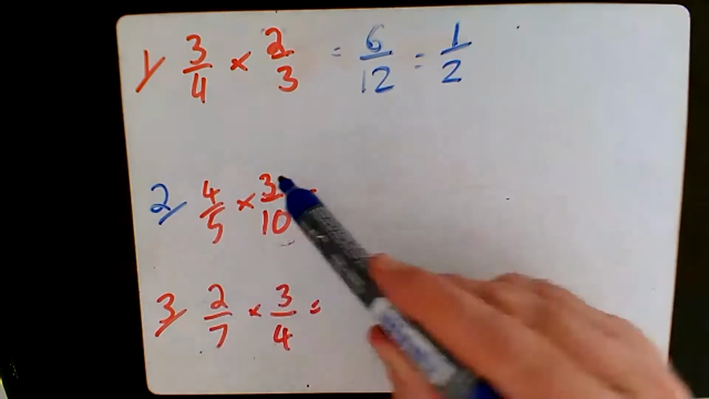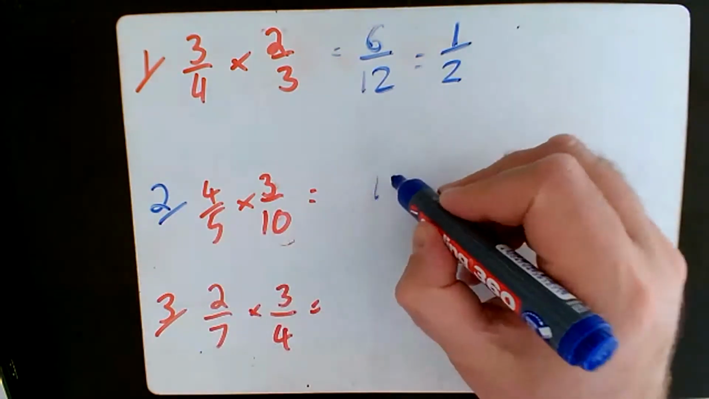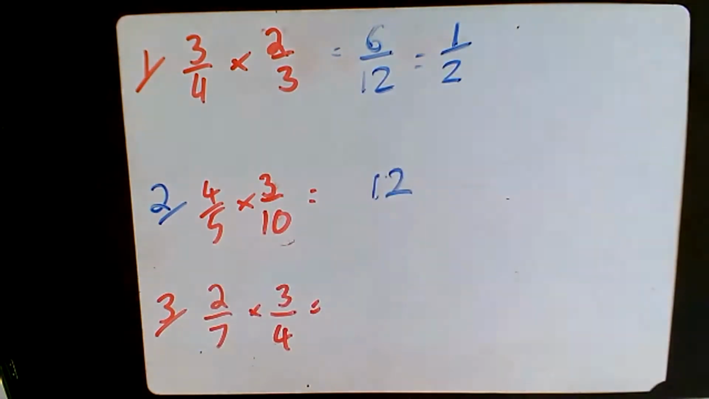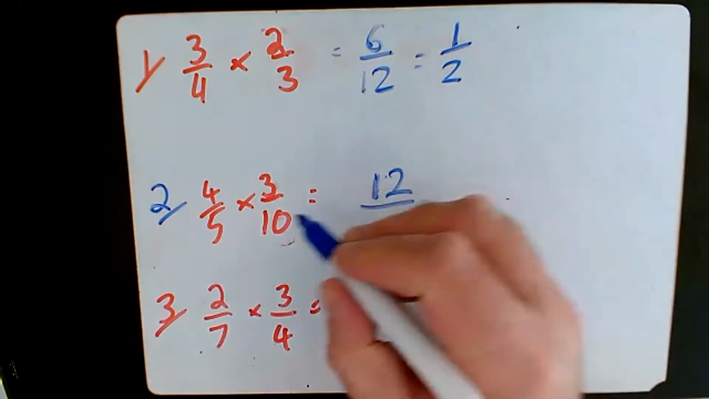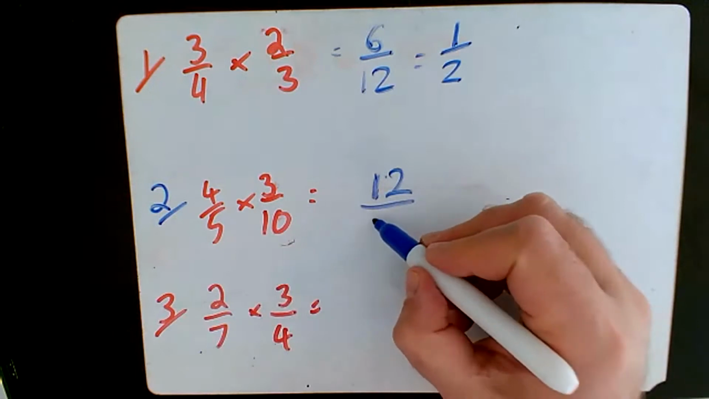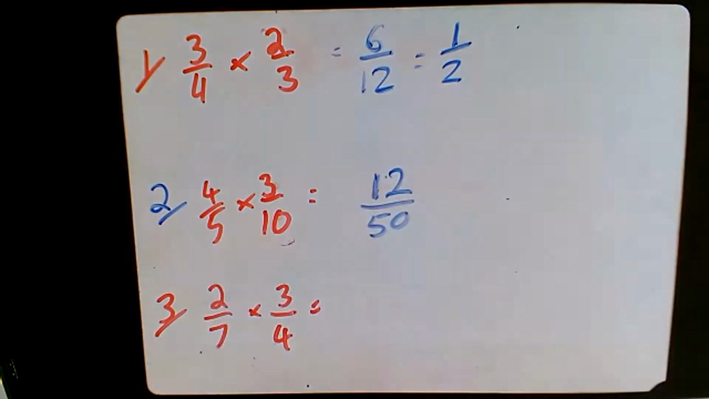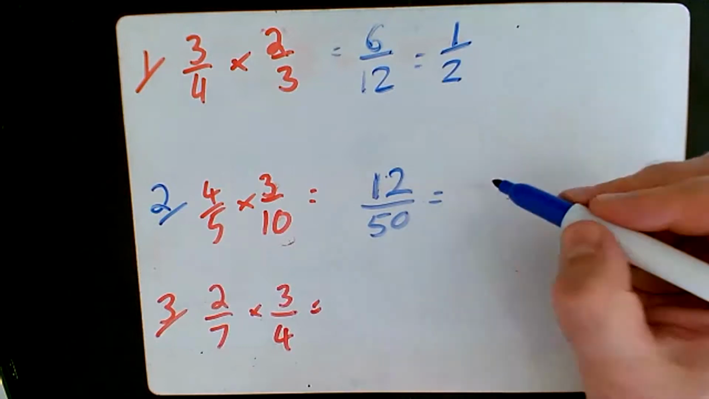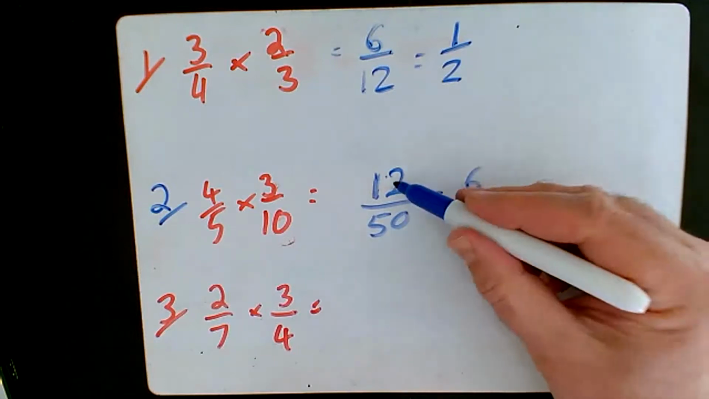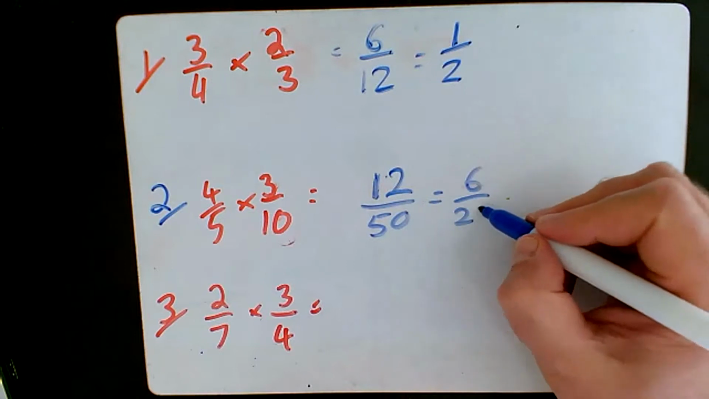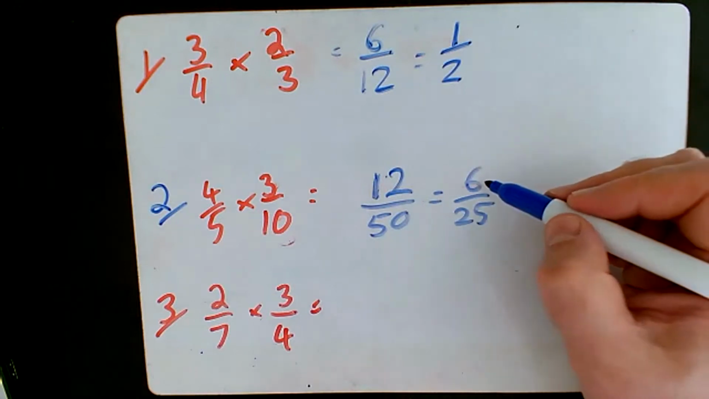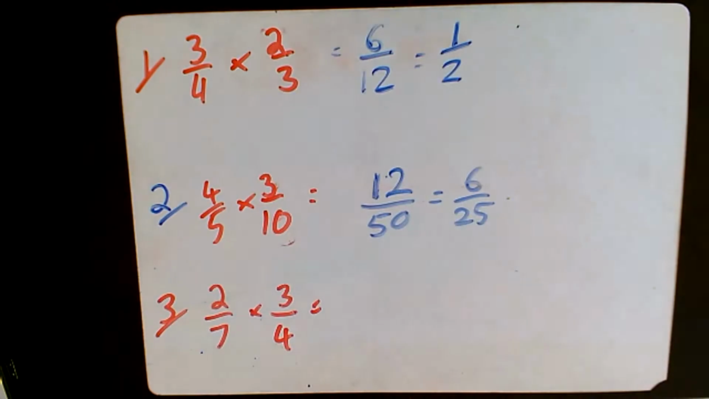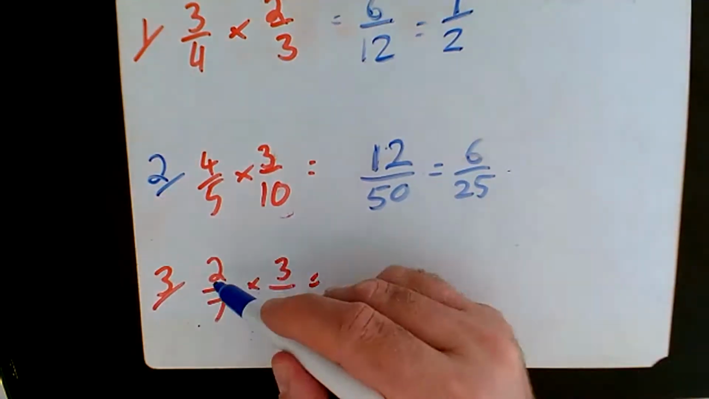Let's look at the next one. 4 times 3 is 12. Okay, 5 times 10 is 50. Okay, 12 and 50. Now I know I can definitely simplify this because they're both even numbers. So if I half both, half of 12 is 6, half of 50 is 25. Can I go again? I don't think I can. No, we'll leave it at that. 6/25. And again on the bottom, we're just timesing along the top.